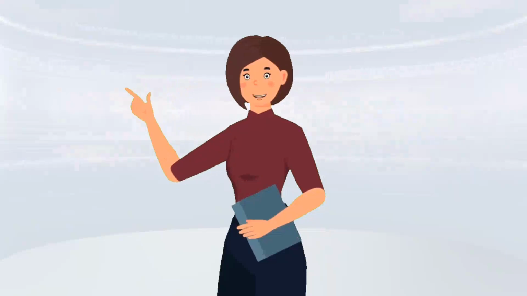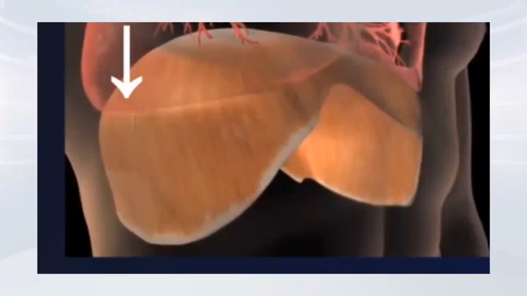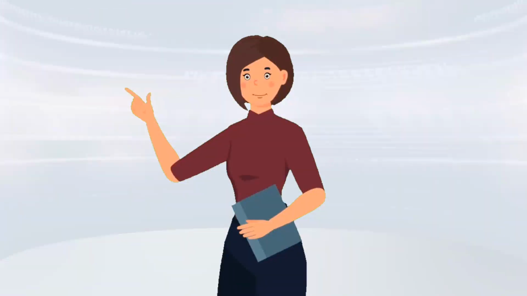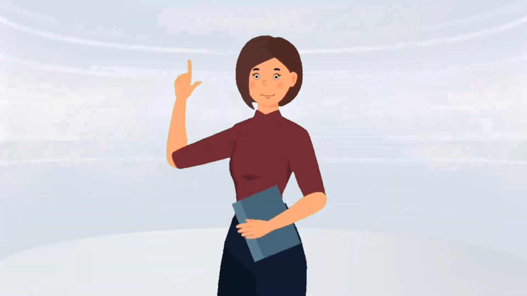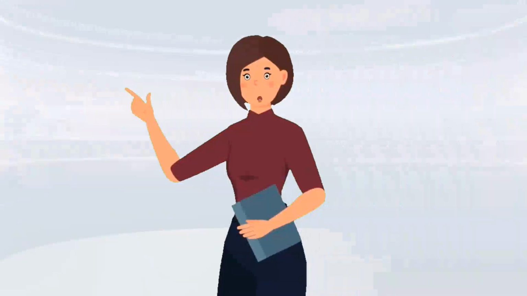Exhaling is the opposite process. When the diaphragm contracts as you exhale, it results in a decrease in the lung volume, increasing the pressure inside the chest cavity and causing air to flow out of the lungs. Interestingly, as you inhale and exhale, approximately 500 ml of air gets in and out of your lungs.